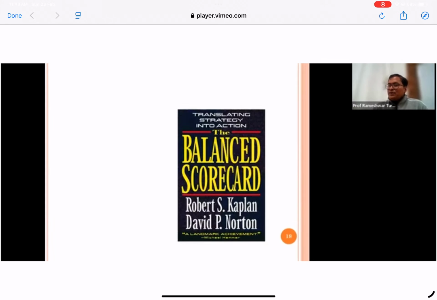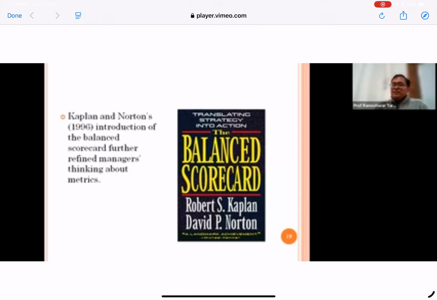Then there was another important book called Balanced Scorecard. Do you remember the gentlemen's names? Robert S. Kaplan and David P. Norton. We have seen their names in performance appraisal and performance management. These two people introduced the Balanced Scorecard and popularized one idea: that managers must go beyond financial metrics. We should think of other metrics also to capture the performance holistically and to ensure that the organization remains sustainable.